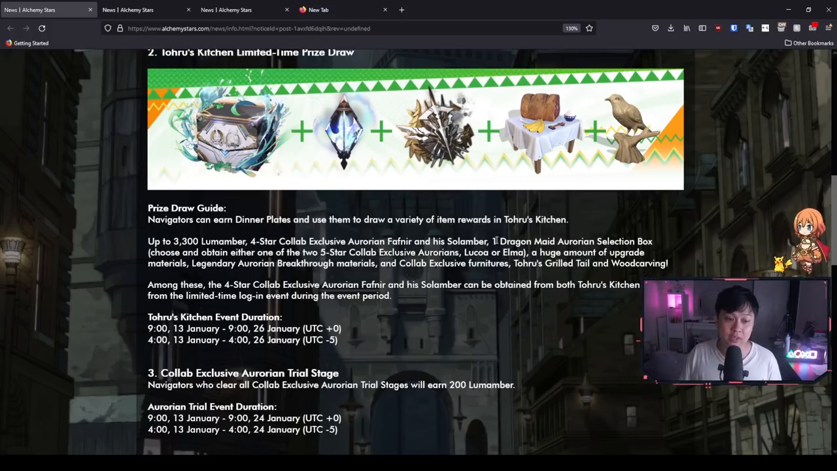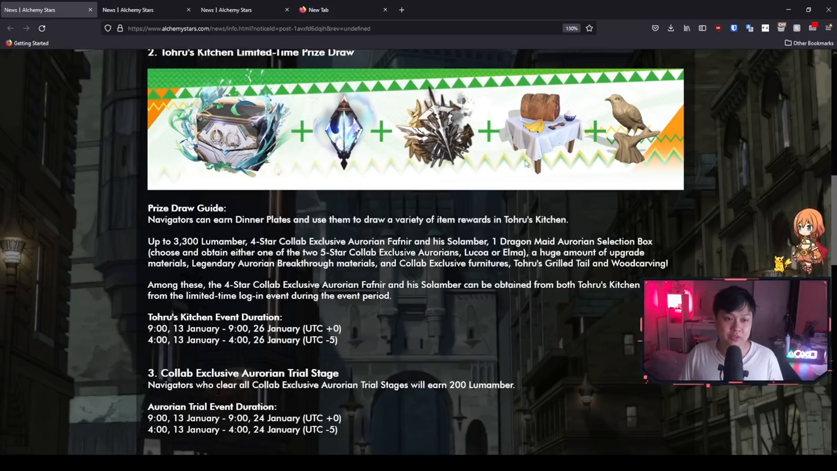as well as his Soul Amber, a dragon-made Aurorian selection box where we can choose either Lukoa or Elma, which is fantastic news because Tour Dog have given us a way to guarantee Lukoa or Elma. That's freaking hype, to be honest. But aside from that, it's pretty standard stuff. You've got the upgrade materials, legendary Aurorian breakthrough materials, like this thing over here. I never know what to call it.